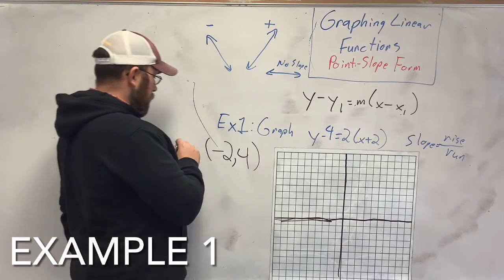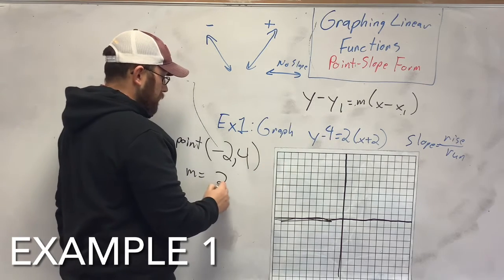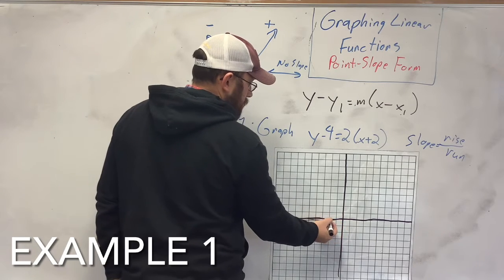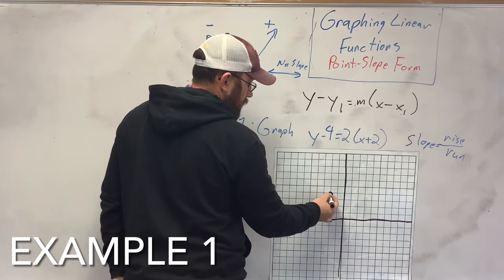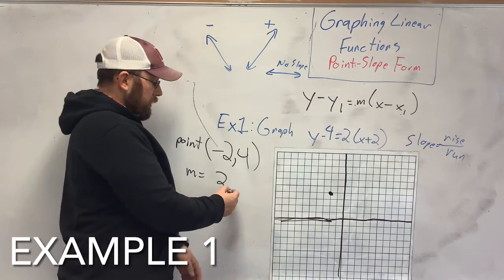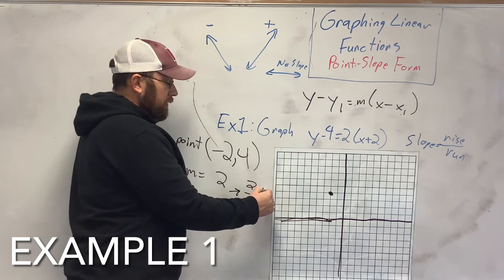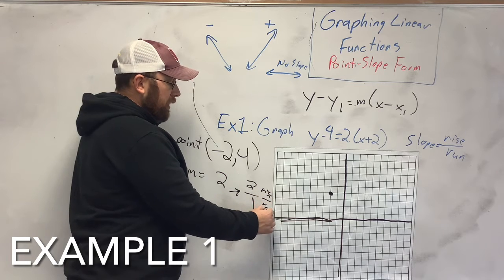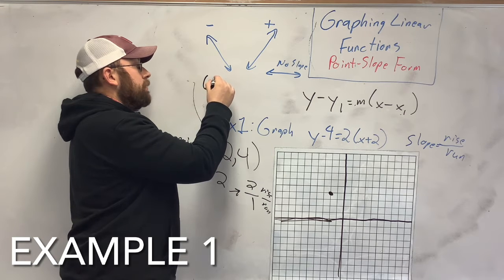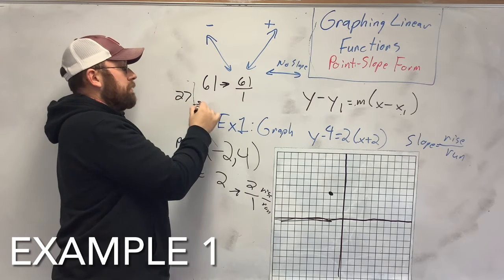And then, so that's our point. And our slope is right there, which is 2. So our starting point is negative 2, 4. 1, 2, 3, 4. Now we have our slope. It's 2. You can rewrite that as 2 over 1. So now I have my rise over my run. Any number can be written over 1. So if I have 61, I can write that as 61 over 1. If I have 27, I can write that as 27 over 1.